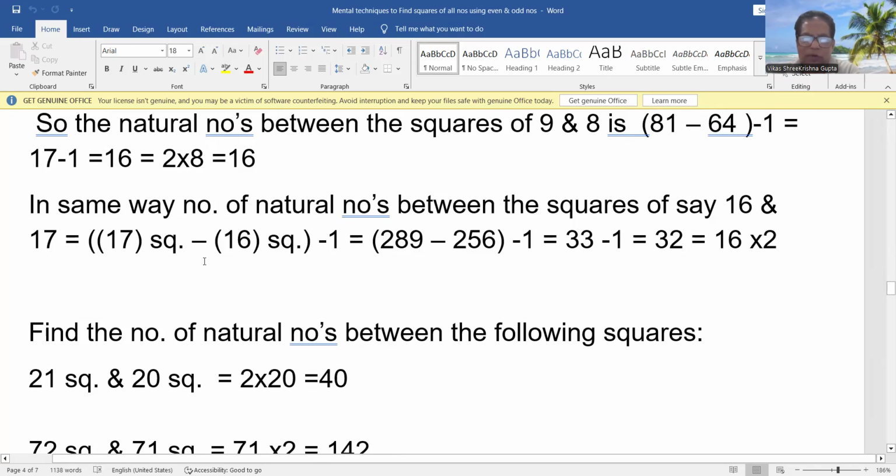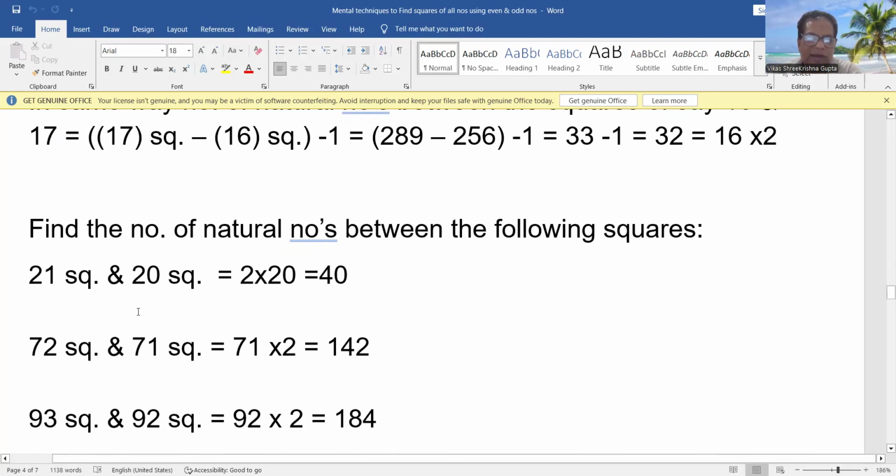And if I ask you what should be added to 16 square to get the next natural square, it should be 2 into 16 plus 1, that is 33. You should add 33 to 16 square to get 17 square. I repeat, suppose you are given the square of 16 and you have to find the square of 17. What you do? 16 square plus 2 into 16 plus 1. 2 into 16 is 32. 32 plus 1 is 33. 16 square is 256. 256 plus 33 will give you 289. So 289 is the square of 17.